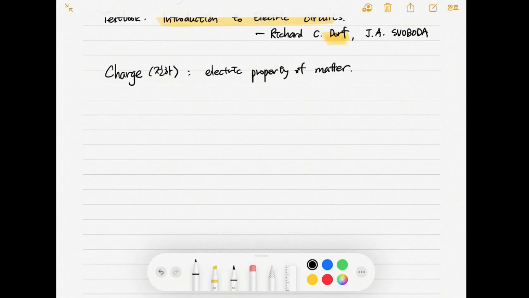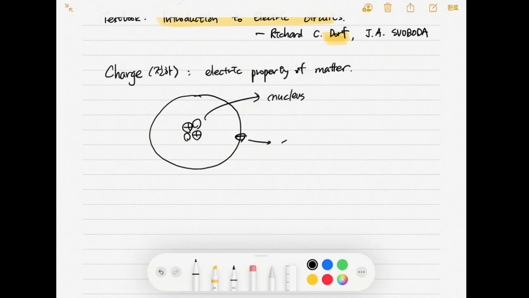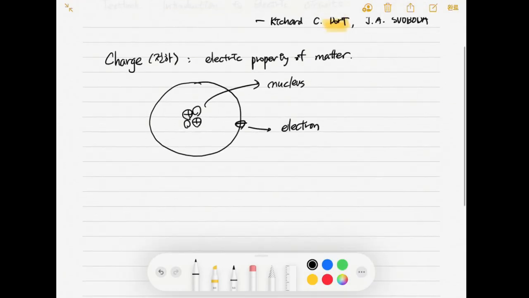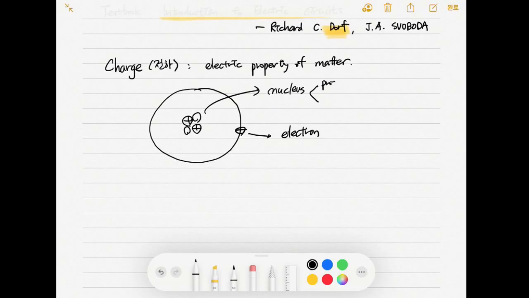Matter consists of a nucleus right here, which consists of the protons and the neutrons, and then there are some electrons around it. Recall there is a nucleus, and around the nucleus are electrons. So the nucleus consists of protons and neutrons. Now the proton has a positive charge, and the electron has a negative charge.